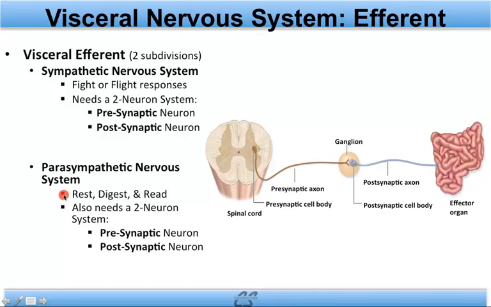Kind of an overview. Regardless, what's common? Both parasympathetic and sympathetic will need a first neuron and a second neuron, and again, a collection of cell bodies outside of the CNS will be a ganglion. That'll be an important concept here. So we can call this first neuron a presynaptic, and we can call this second neuron the postsynaptic.